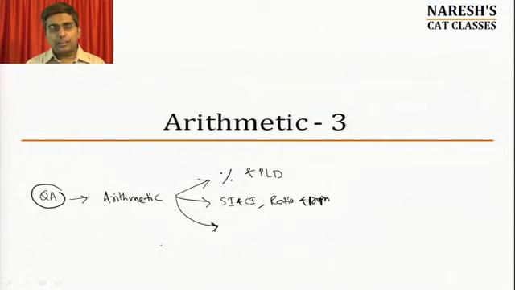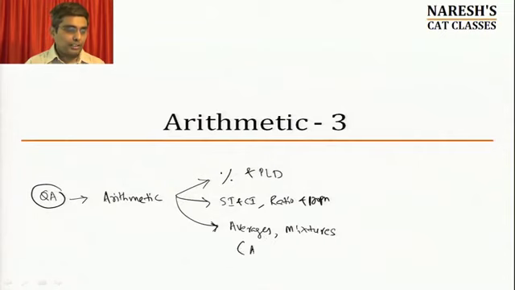Today we are going to continue this module and do 2 new topics, and those are averages and then mixtures. These are 2 very important topics with respect to CAT and MBA entrance exams. And we are going to learn a very interesting method called alligation under averages, which is a very powerful technique to solve a lot of average problems in a very easy manner.